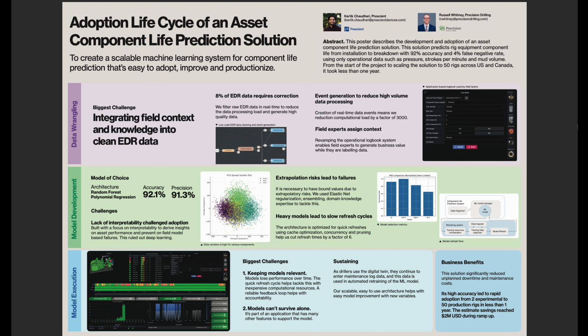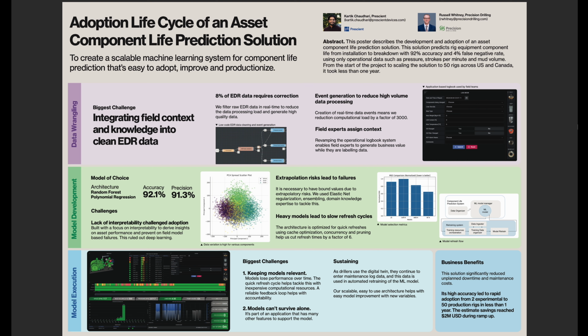Right now, this system that we are talking about is actually in production, in use, over 50 rigs across the US and Canada. This entire system took less than a year to build, considering we started off from very little data, and we also had to put in good data collection practices.